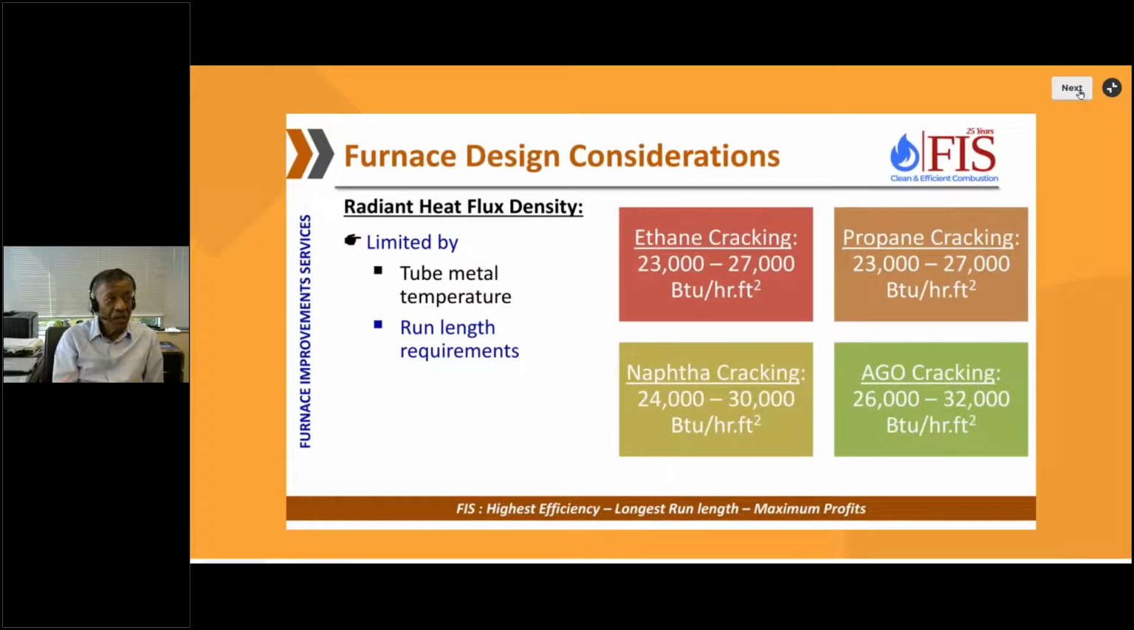So when we talk about radiant heat flux, these are the typical numbers. For ethane, we use 23 to 27. Propane is also the same. Naphtha, we can go up to 30,000, and gas oil cracking even higher, so 26 to 32,000.